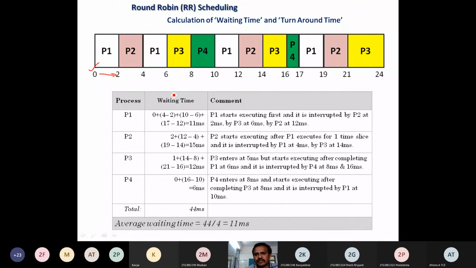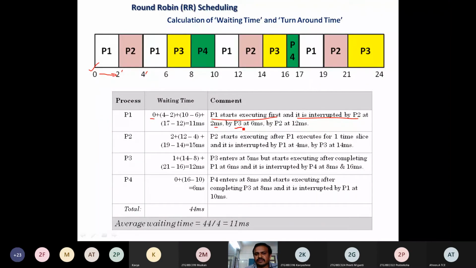So the number of slices, that many times it has to wait. By these calculations, P1 started execution first, hence it is 0 milliseconds waiting time for the first slice. The second slice is interrupted by P2 at 2 milliseconds. So its overall waiting time is 4 minus 2, waiting for P2, that is 2 milliseconds.